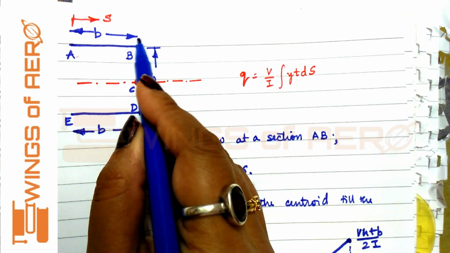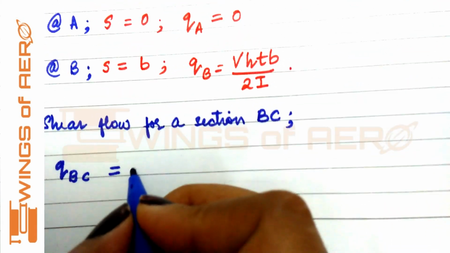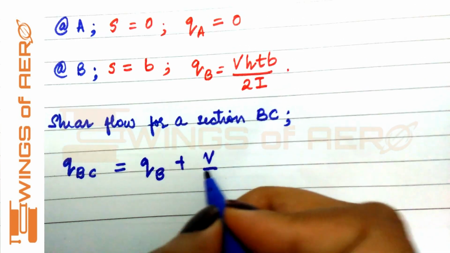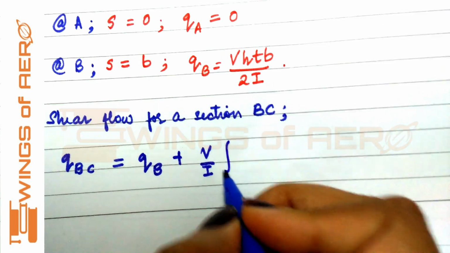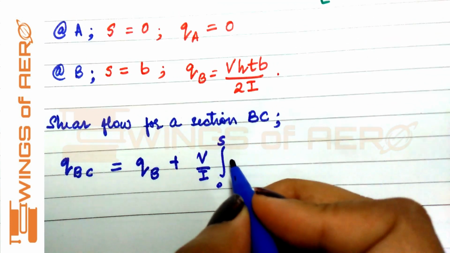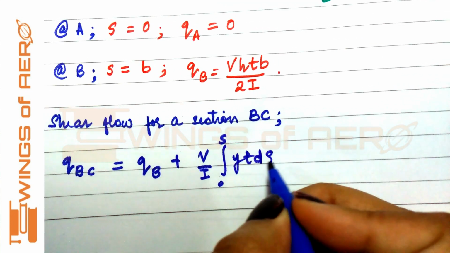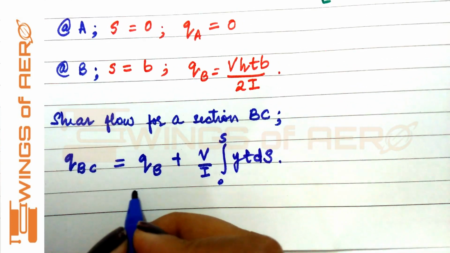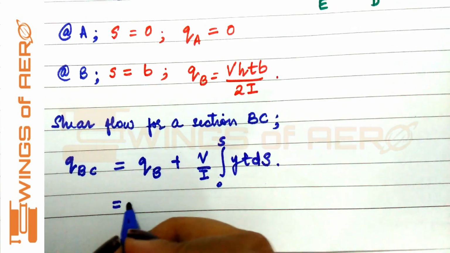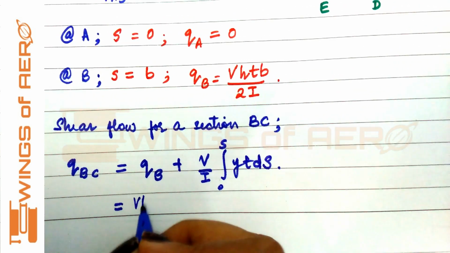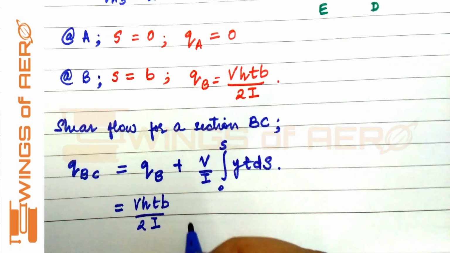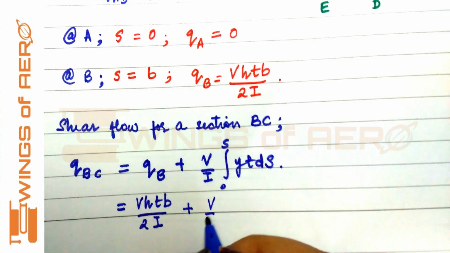So in this BC, the shear is flowing along the section. So we can write q = q_B + (V/I) ∫ from 0 to s of y t ds. Now here, what is q_B? Already we know the value of q_B. Let's substitute: V h t b / 2I plus V/I.